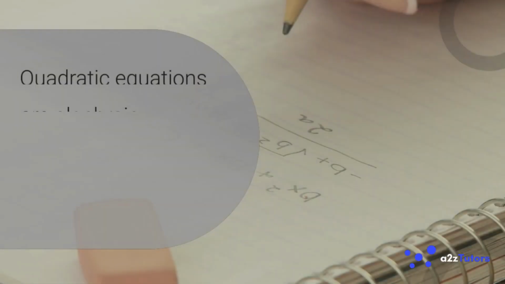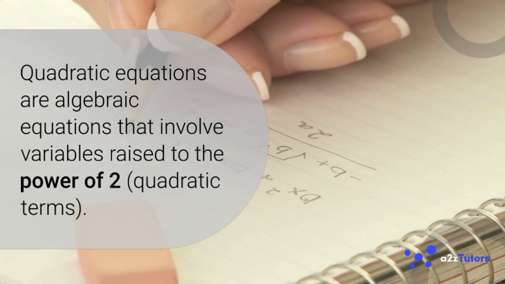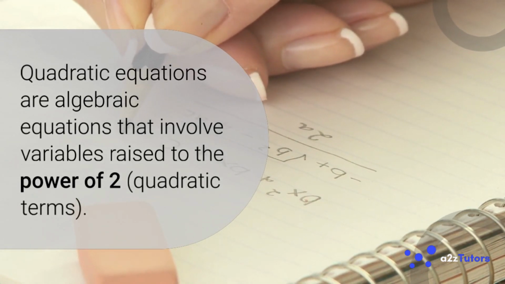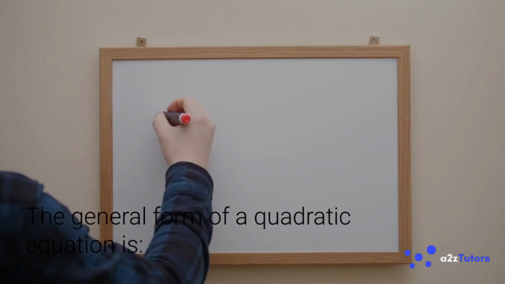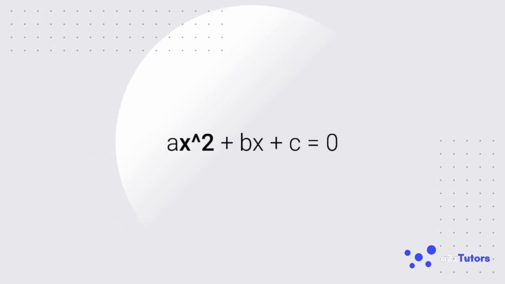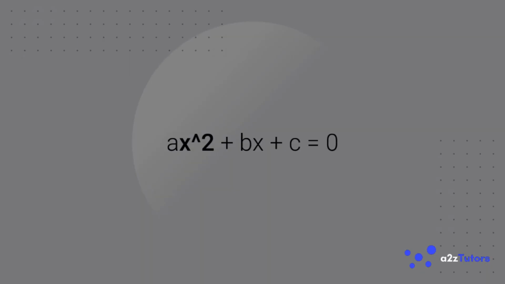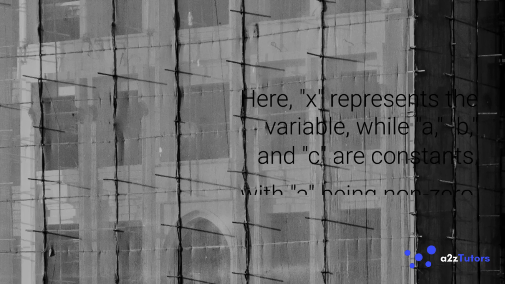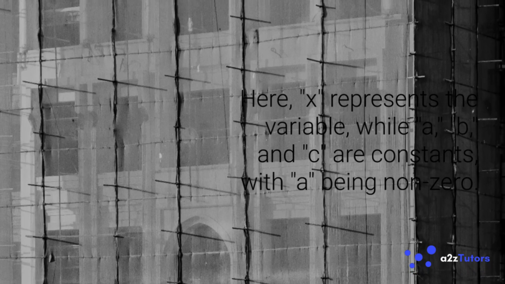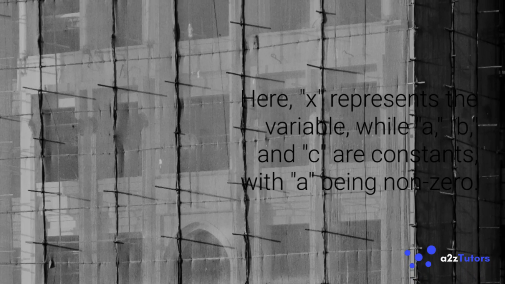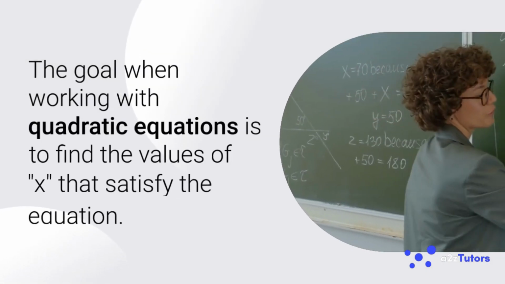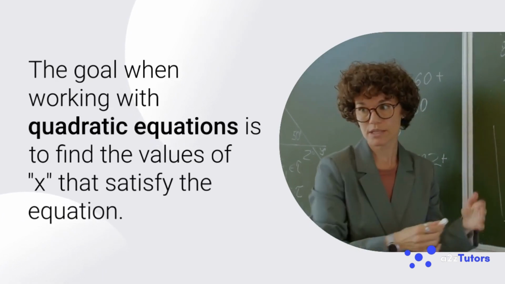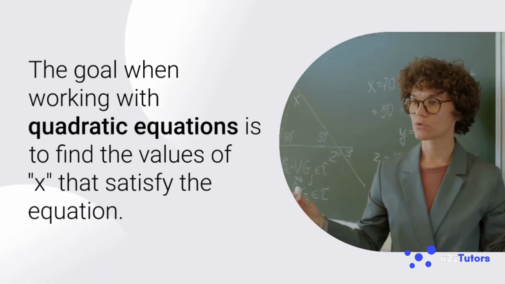Now, quadratic equations. Quadratic equations are algebraic equations that involve variables raised to the power of 2. The general form of a quadratic equation is ax² + bx + c = 0. Here, x represents the variable, while a, b, and c are constants, where a is non-zero. The goal when working with quadratic equations is to find the values of x that satisfy the equation.